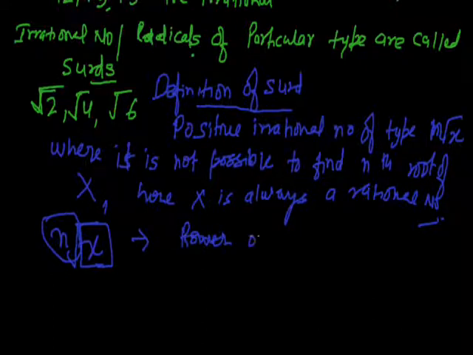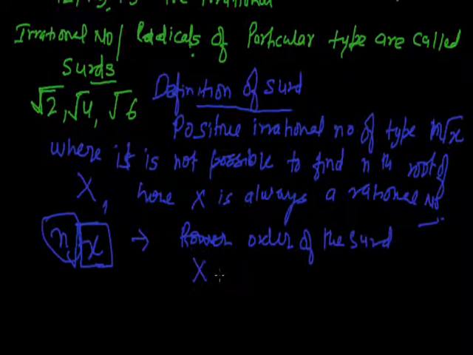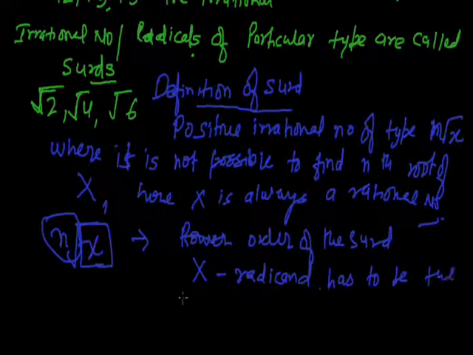And this n is called the power of the surd. Not just the power, it's called the order of the surd. N is called the order of the surd. X is called the radicand, and it has to be a positive rational number. It has to be positive always, and this is called the radical sign.